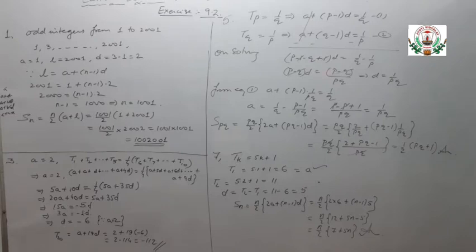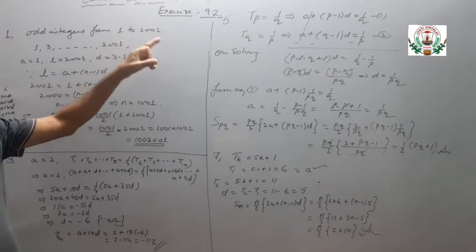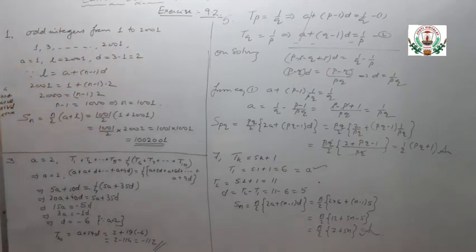Now let's move to exercise 9.2. Question number 1. We have to calculate the sum of the odd integers from 1 to 2001. मतलब 1 भी इंक्लूड करना है और 2001 भी इंक्लूड करना है. From 1 to 2001. So odd integers starting from 1, 1, 3, 5 and the last term will be 2001.